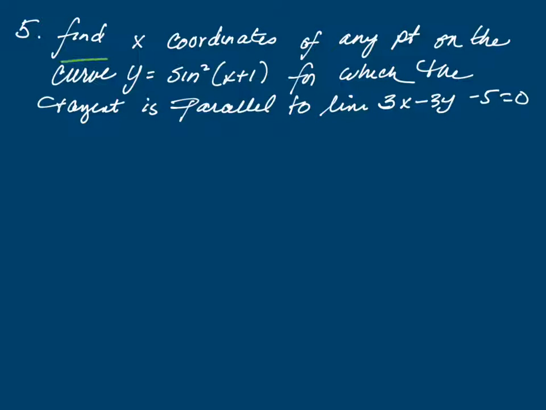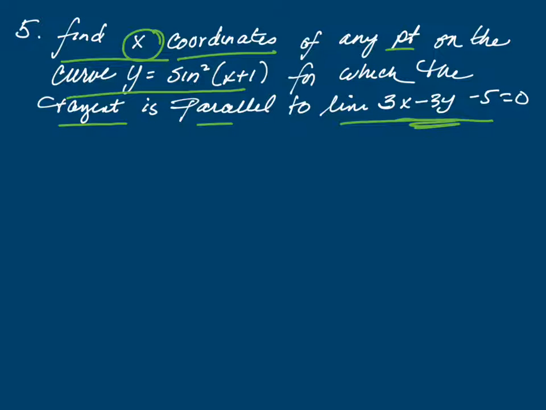Number 5 says, find the x coordinates of any point on the trig curve for which the tangent is parallel to this line. Well, okay, parallel, we've got to find the slope. So we start with this equation, and let's get the slope.